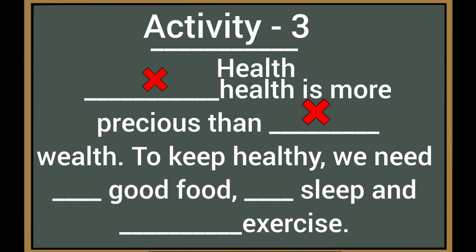Next, to keep healthy, we need gap good food, gap sleep, and gap exercise. Similarly, we need good food. Food is uncountable, so we can say some before good food. Next, sleep, not necessary anything, so we will leave it vacant. Next, exercise, here also not necessary because some is used before. The correct sentence is: To keep healthy, we need some good food, sleep, and exercise.